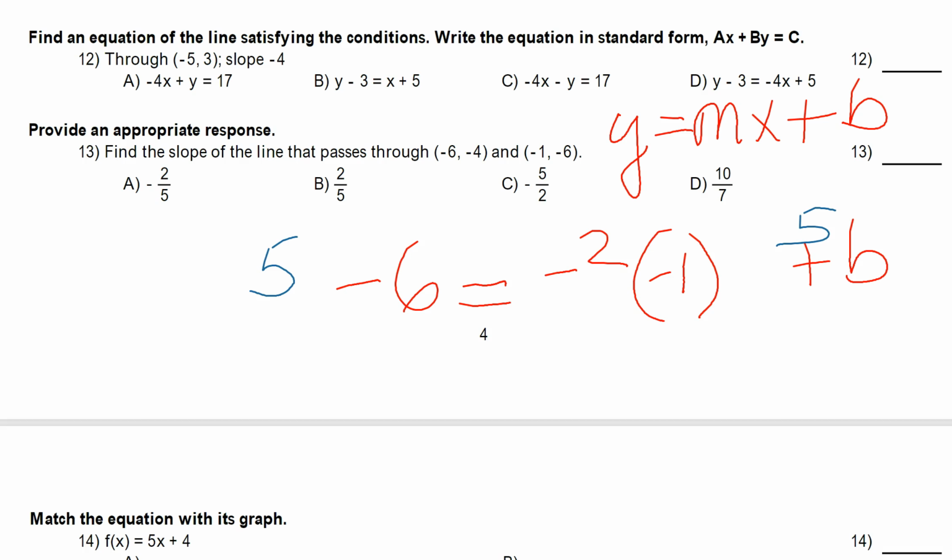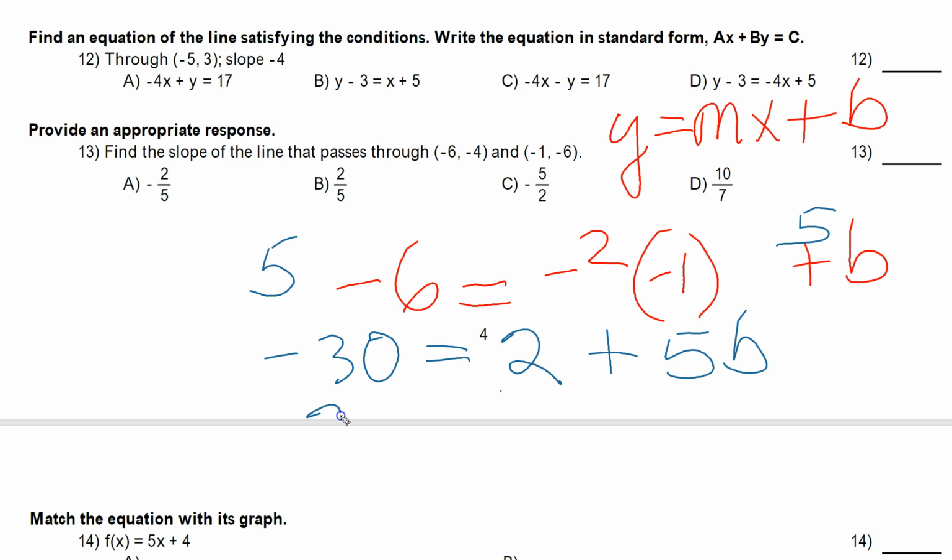So in solving this now, this is going to be a negative 30. This is going to be a positive 2. And this is going to be a 5b. So we transpose the 2, and it becomes a negative 32 on this side, and on the other side we have 5b. Now divide everything by 5, and we get our new b value.